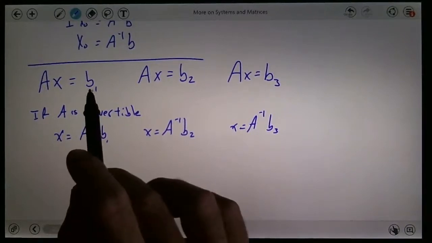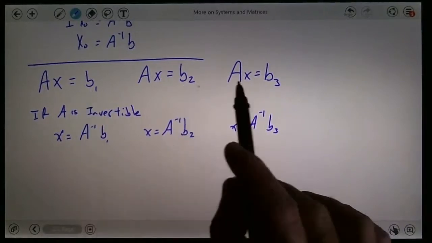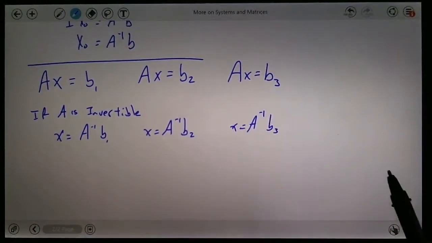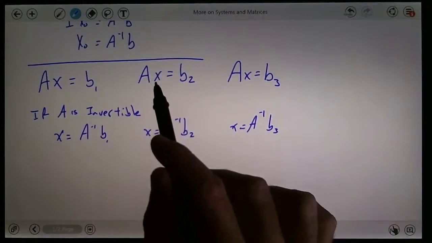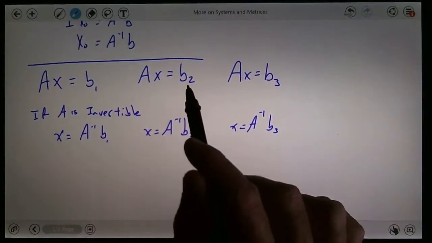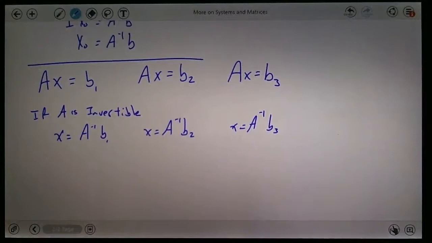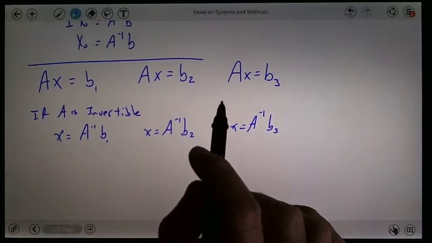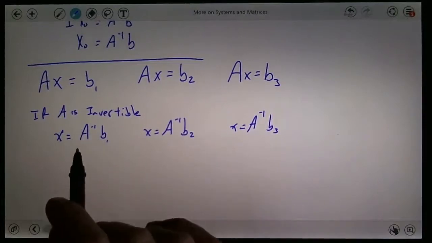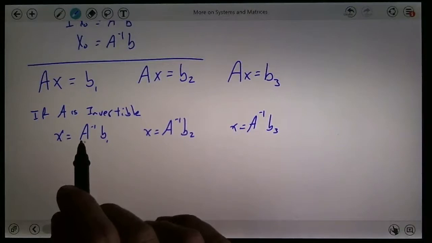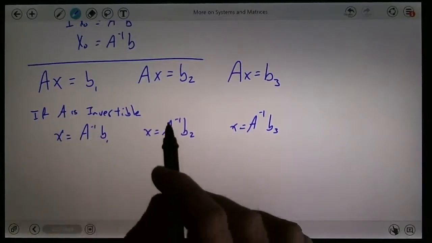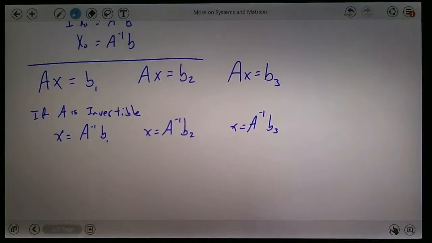Could you get B1 as an output? Could you get B2 as an output? Could you get B3 as an output? Each one of these is a separate system where you're trying to solve for the input variables to make sure that you can actually get this output. So in the event that A is an invertible matrix, it's really not too hard to see that the solution is just A inverse B1 or A inverse B2 or A inverse B3. That's easy enough to see.